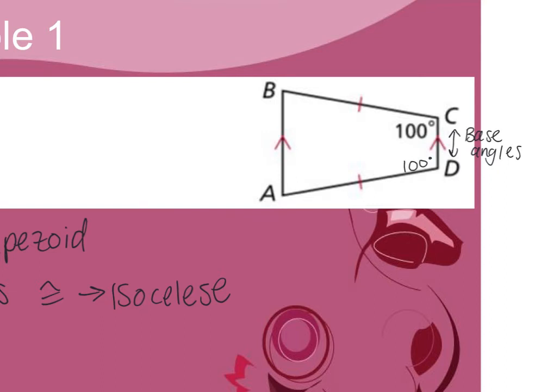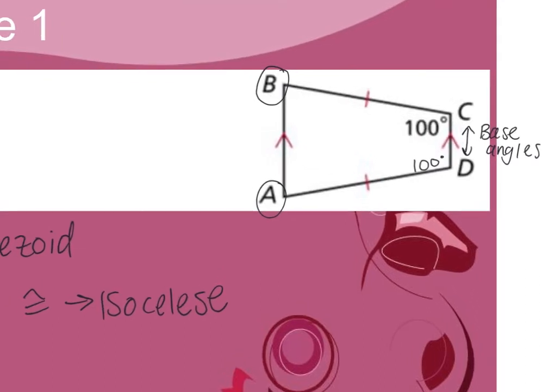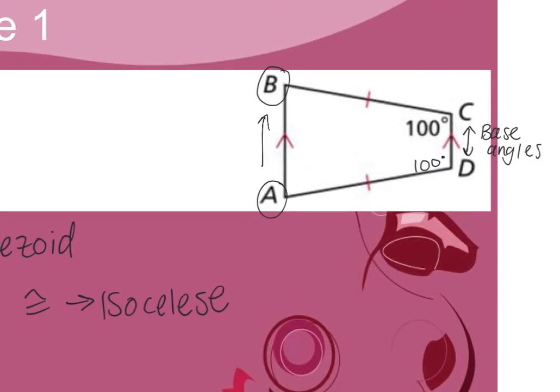Okay? So that means A and B are also base angles. So they must be congruent, okay? Yes, they each have to be 80. We'll get to that. So these are also base angles, and they both must be equal to 80. Who knows why they're equal to 80?